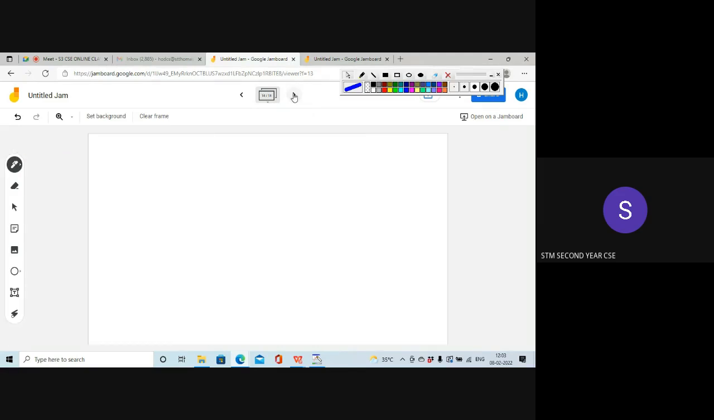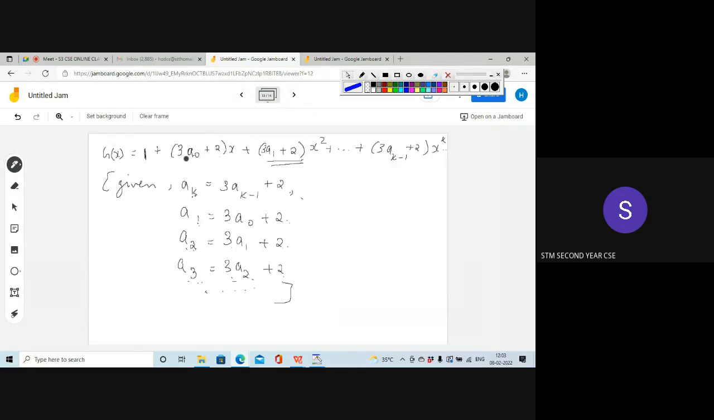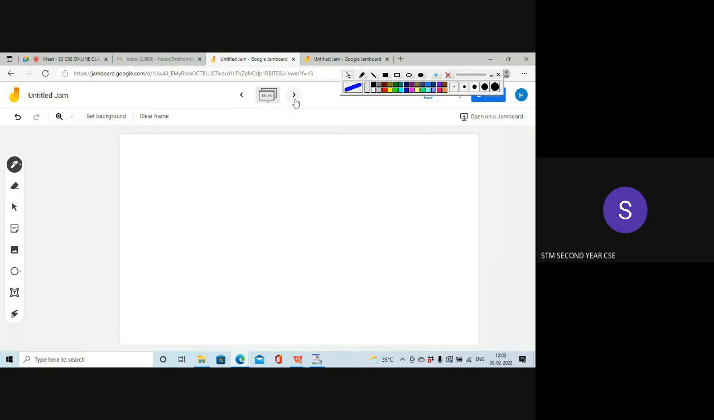So now this equation, we can expand, that is 3a0 plus 2 into x. How will you write 3a0 plus 2 into x? You can multiply this x with the inner terms, you get 3a0x plus 2x. Like the second term, you get 3a1x square plus 2x square. So you just open the brackets in this equation. When you open all the brackets, what will you get?